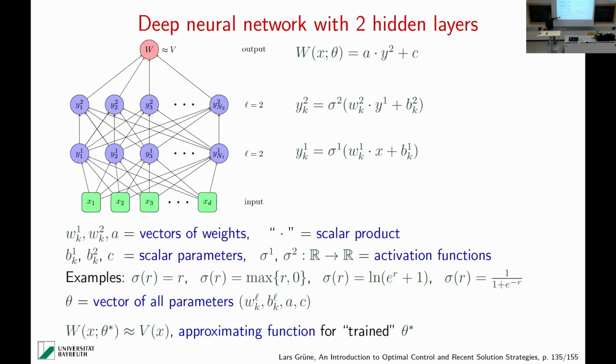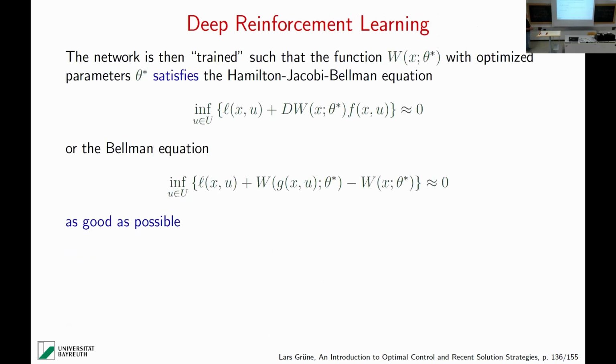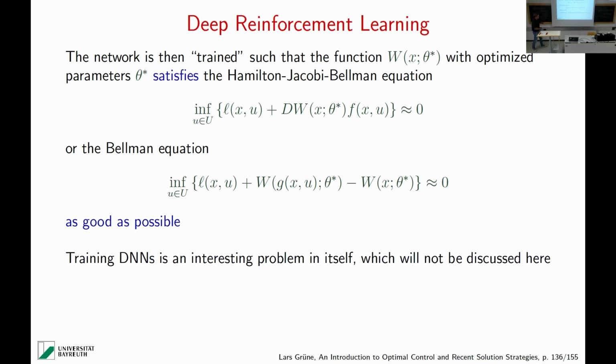So the problem is to determine all these weights and bias terms so that we get a good approximation of V. And the network is essentially trained such that we satisfy either the Hamilton-Jacobi-Bellman equation or the Bellman equation as well as possible. How exactly this is done, I explained a little bit on Wednesday already, so I'm not going to repeat that. But that's the idea, that we would like to get an approximation of this equation, and then by using usual results from the stability of the solutions, we can conclude that we have something that is really an approximation to the optimal value function. So training, I will not discuss again. We had a little bit of that on Wednesday.